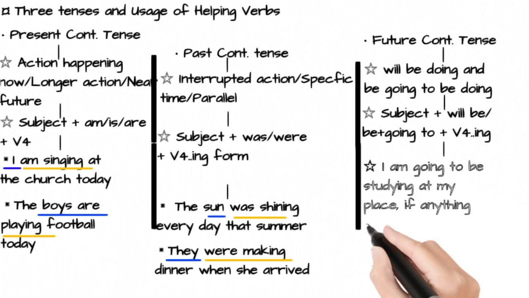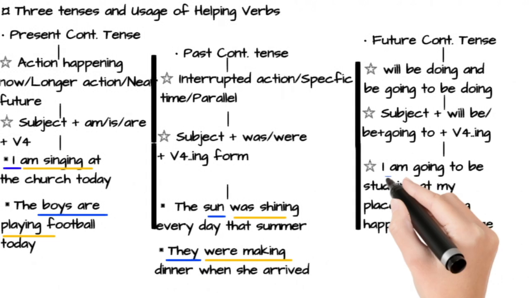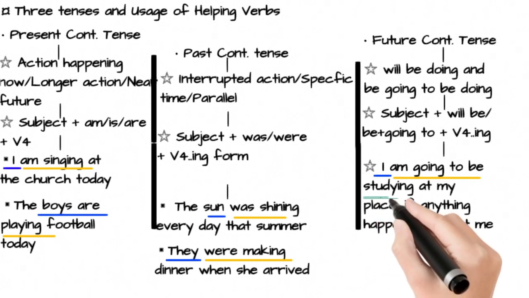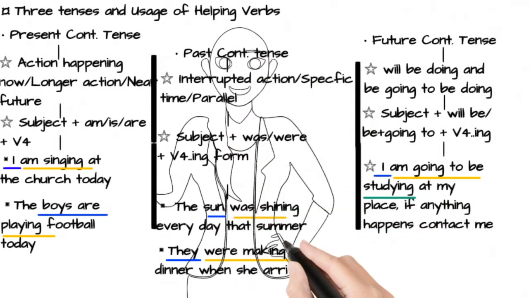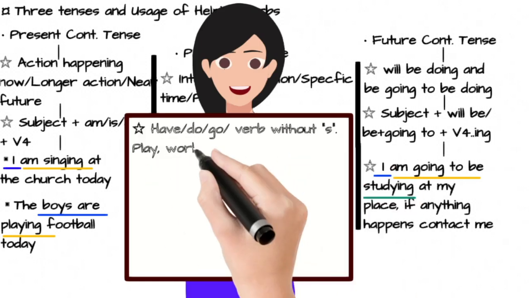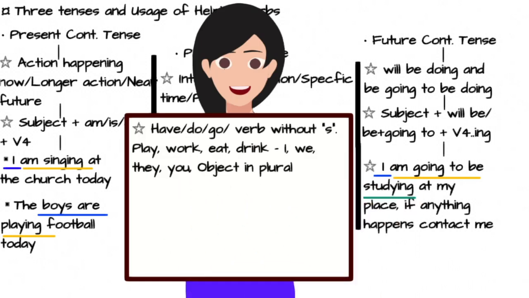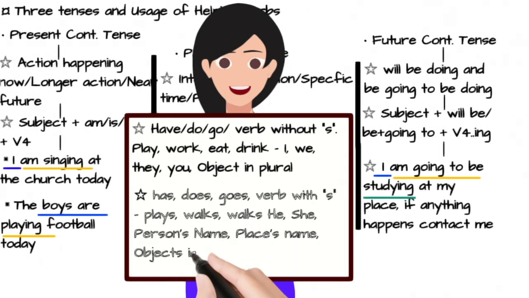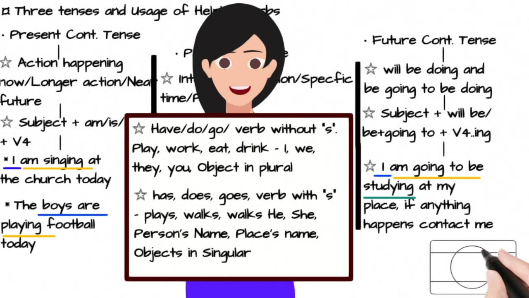Example: I'm going to be studying at my place. If anything happens, contact me. In this sentence, I is a subject, am going to be is a helping verb, and studying is the action verb. We also talked about when to use the helping verbs and verbs with or without s. We use have, do, go, verb without s, such as play, work, eat, drink, with I, we, they, you, and objects in plural. Similarly, we use has, does, goes, verb with s, such as plays, works, dances, with he, she, person's name, place's name, objects in singular.